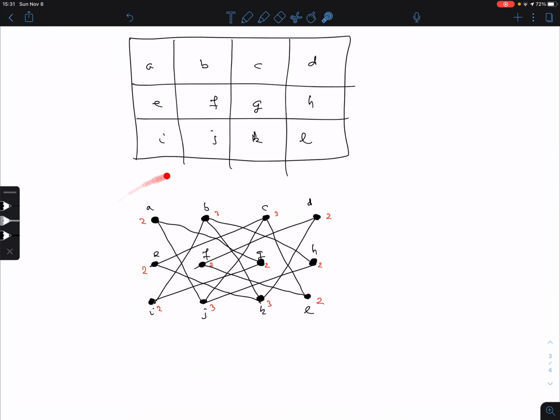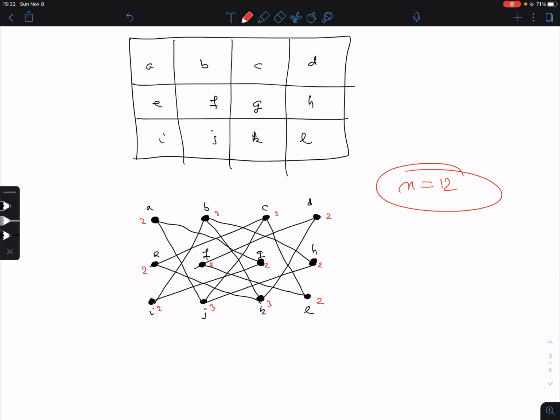Now, for the Ore condition, look how many vertices there are. There are 4, 8, 12 vertices. So n is 12 here. If you want to do Dirac, you have to have degrees at least 6, which by far we are not. And if you want to do Ore, the degrees have to add up to 12. That's never going to happen. The biggest is 3, which barely gets halfway, right? So these criteria don't help me.